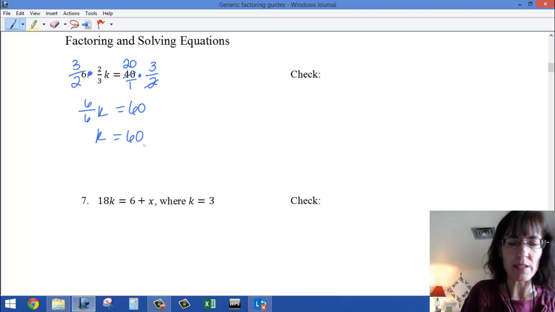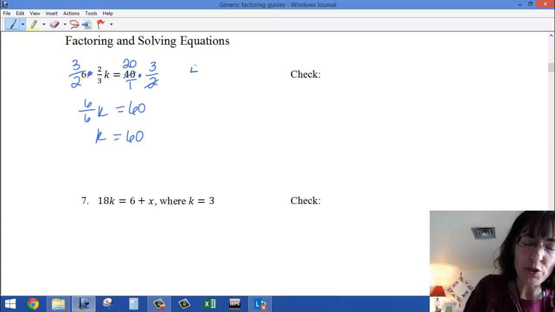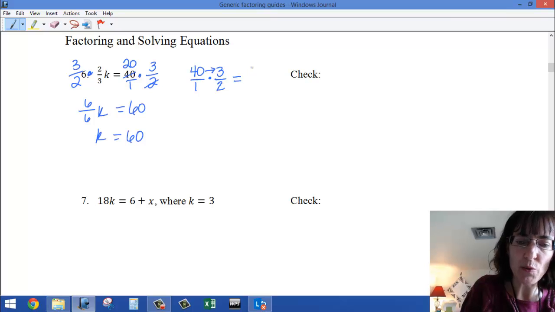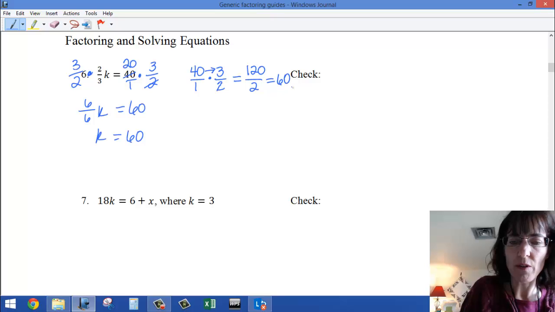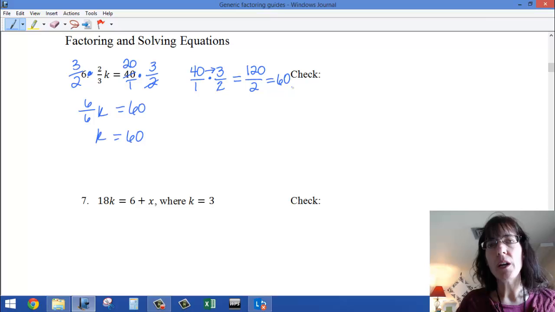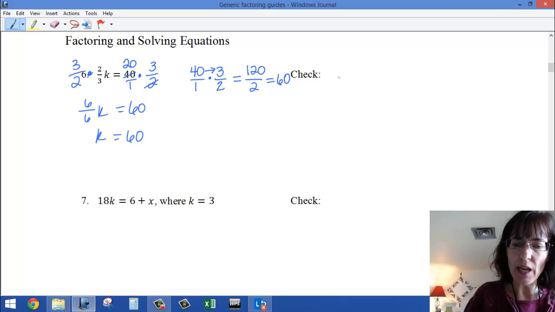So k is 60. Or if I don't like reducing like that, you can go the long way around, which would look like this. 40 over 1 times 3 over 2, so I would just multiply, so that's going to give me 120 over 2, divide those out, and you will get 60 as well. Either way, it's just maybe a little bit quicker if you can see the reducing first instead of second, because your numbers are smaller.